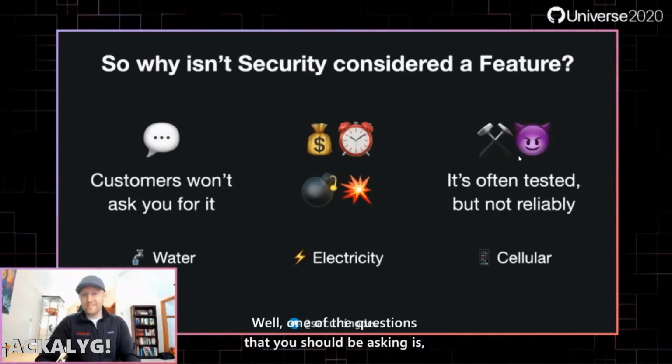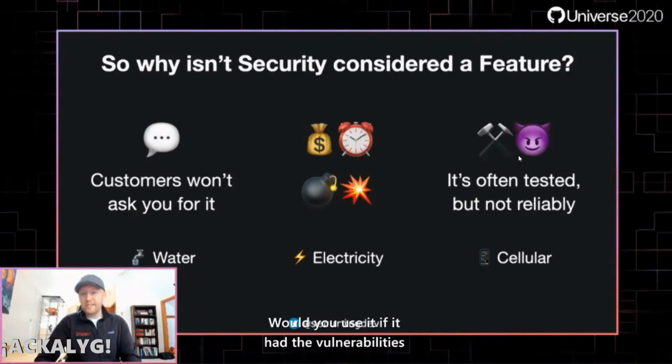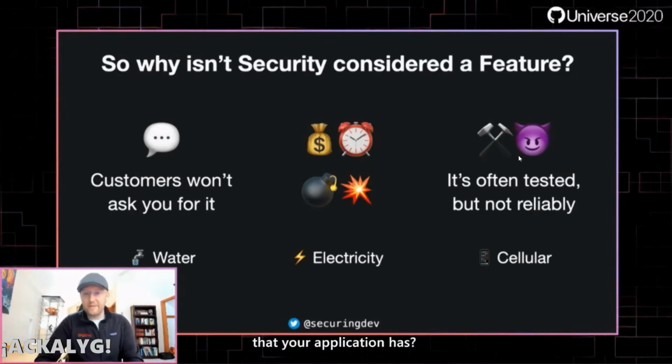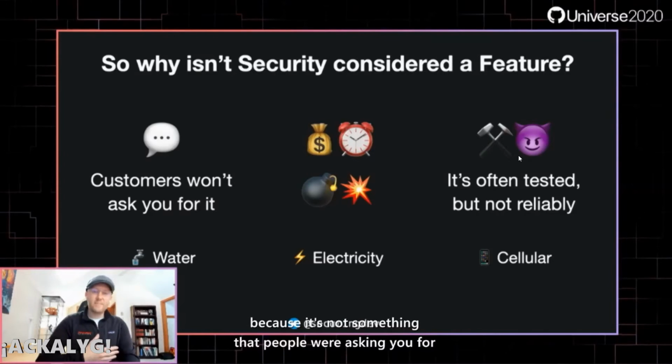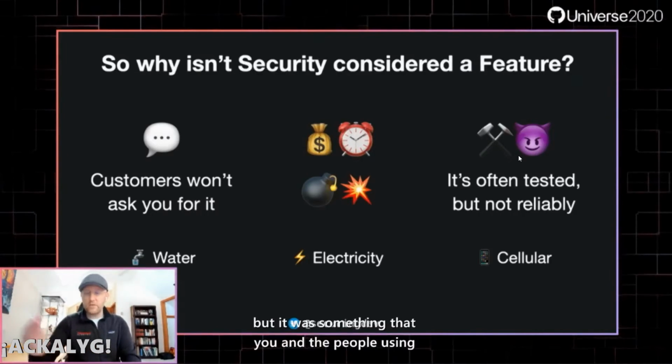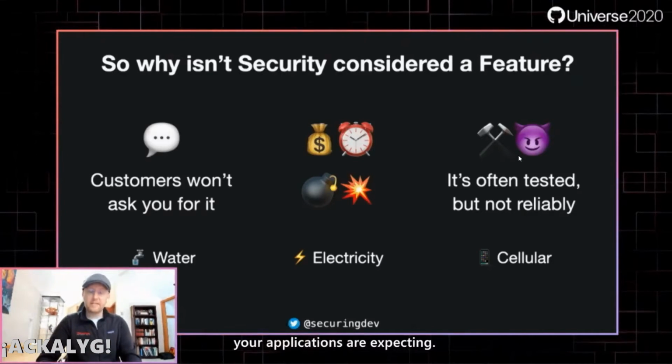Well, one of the questions that you should be asking is, would you use it if it had the vulnerabilities that your application has? And that's when you know security is a feature, because it's not something that people were asking you for, but it was something that you and the people using your applications are expecting.